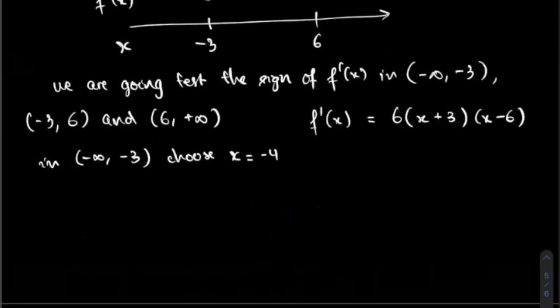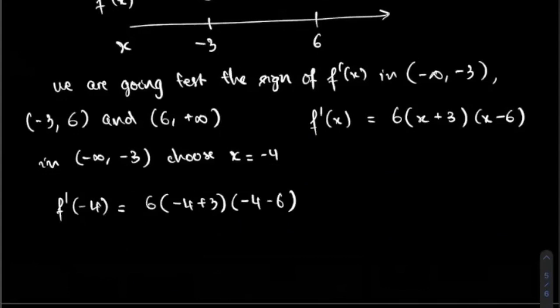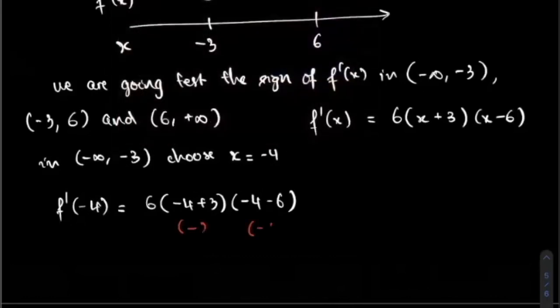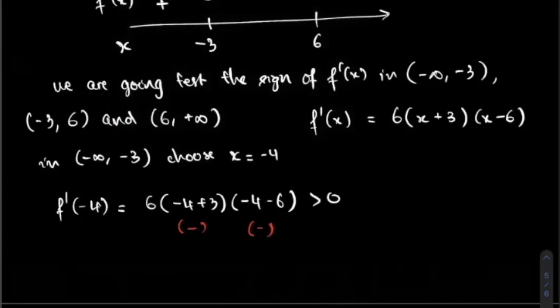So f prime of -4 is equal to 6 times -4 plus 3 times -4 minus 6. As I mentioned, you don't necessarily have to calculate the exact solutions. You just need to consider the sign of the derivative. This one is negative, and this one is also negative. So therefore, f prime of -4 is a positive number. So you go here and you put the plus sign. That's for the first interval.